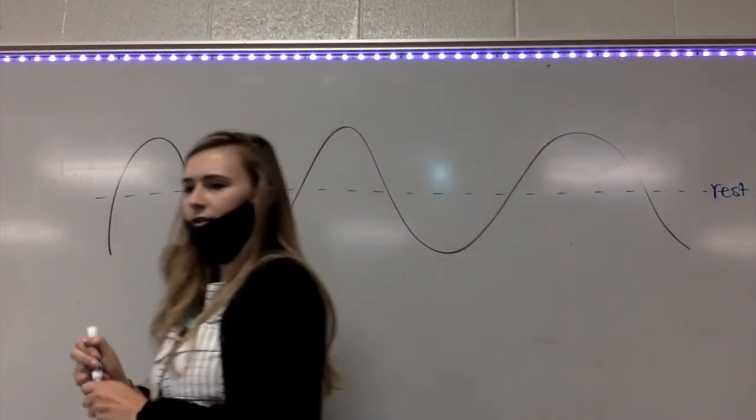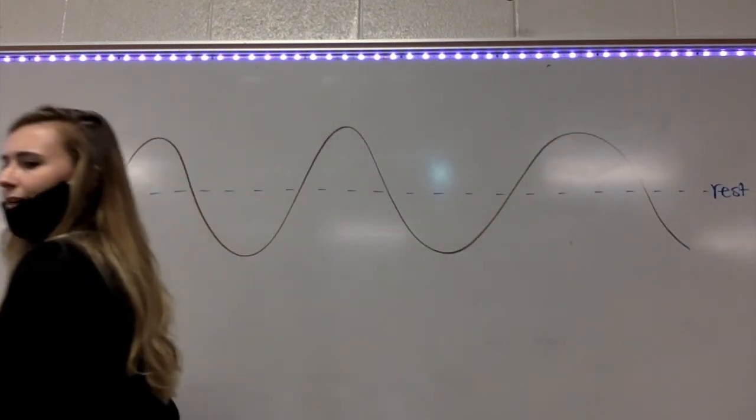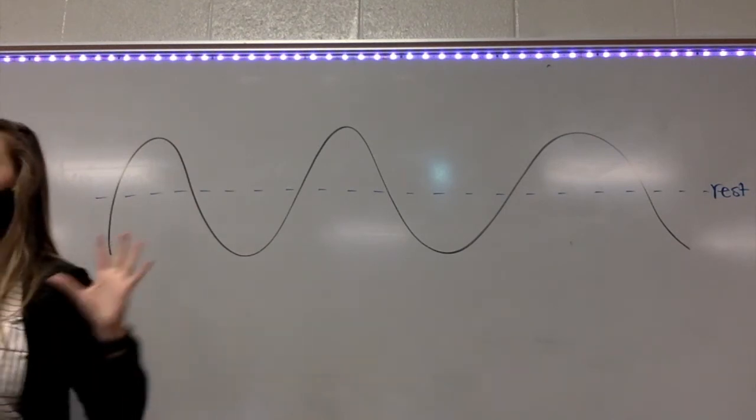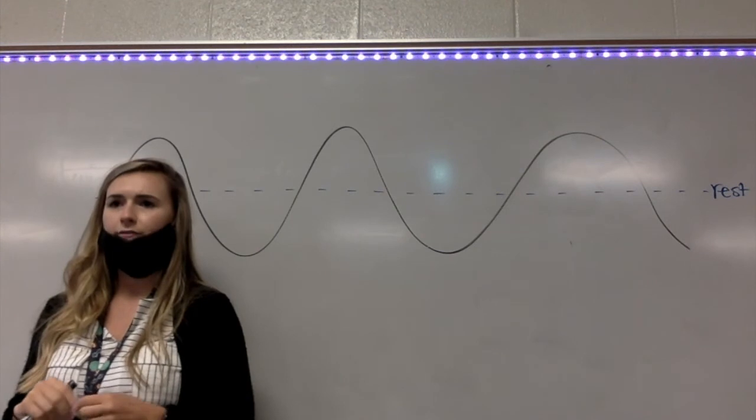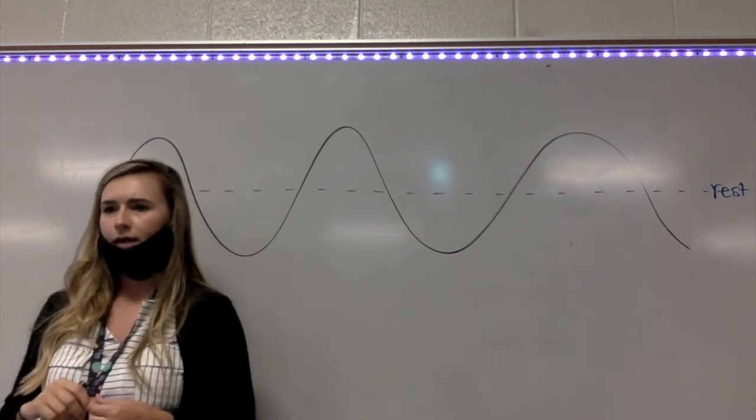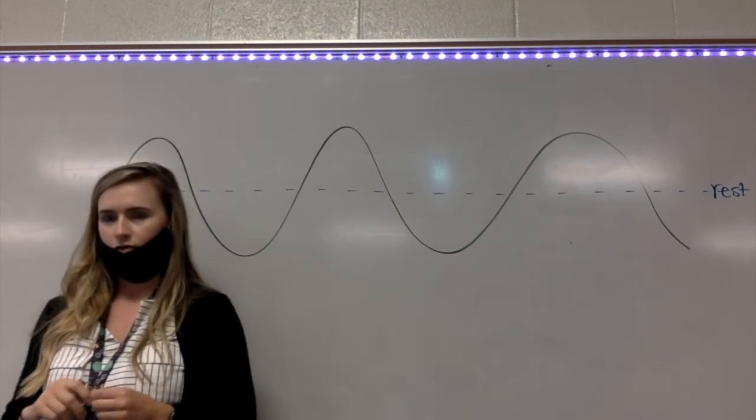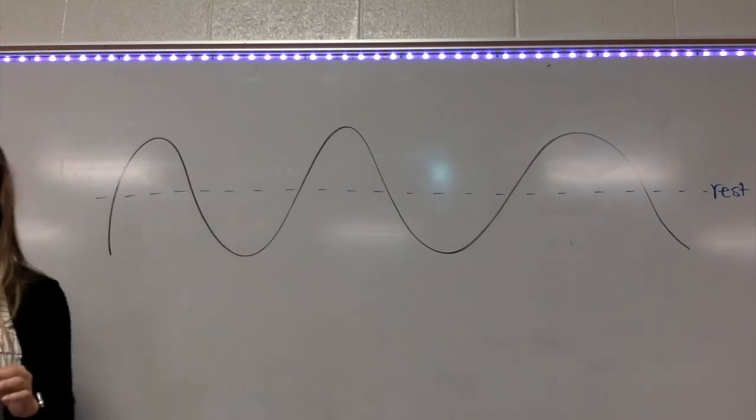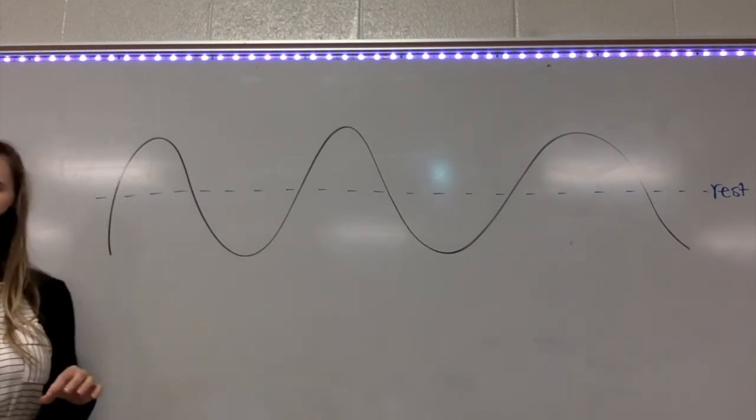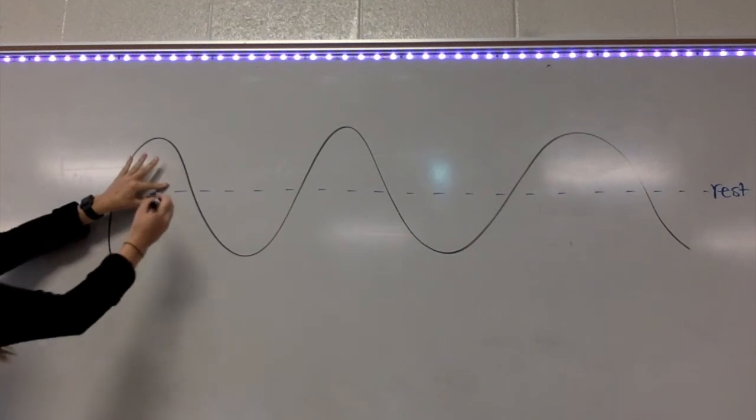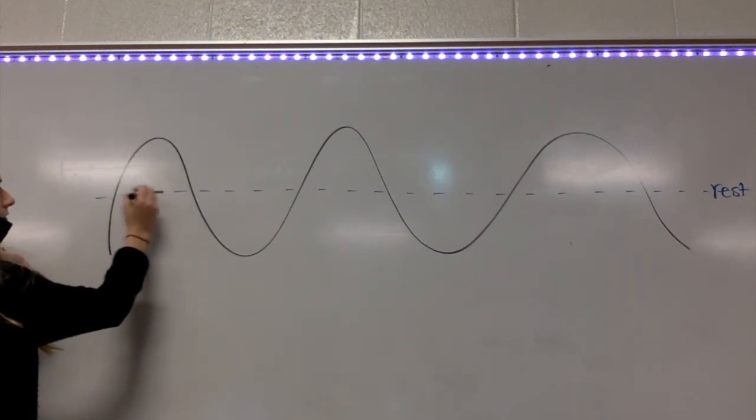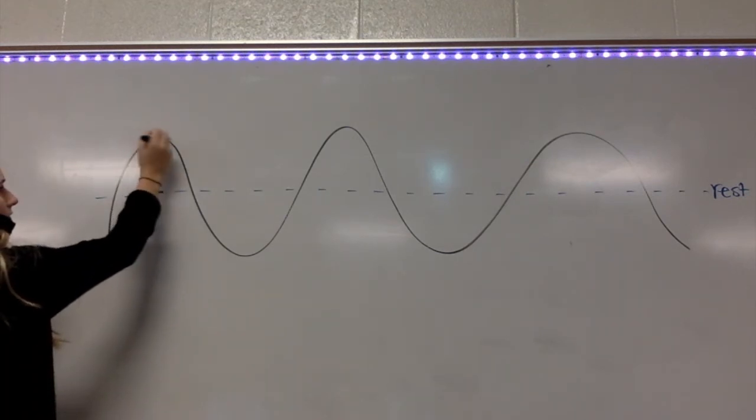So let's go back and look at that definition really quick. It says the maximum distance. Maximum means the biggest distance that the particles of a wave's medium vibrate from their rest position. Okay, let me take out the parts I know. Maximum, the biggest distance from the rest position. So what amplitude is, and remember it's only for a transverse wave, is from the rest to the crest.